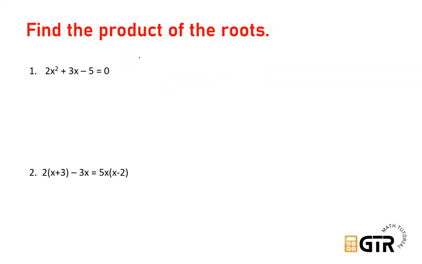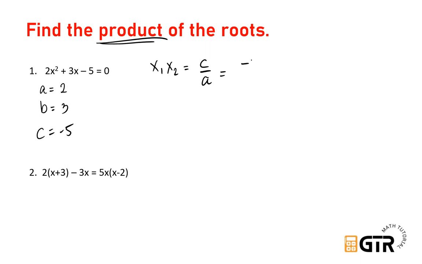For example, find the product of the roots. Number 1, we have 2x squared plus 3x minus 5. And number 2, simplify pa natin itong number 2. Number 1 is already in standard form, so just get the values: a is 2, b is 3, and c is negative 5. The shortcut formula, x sub 1 times x sub 2, is equal to c over a. So the product of the roots for number 1 is negative 5 over 2.